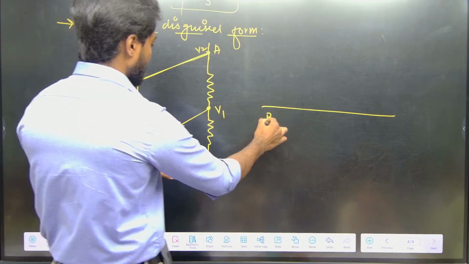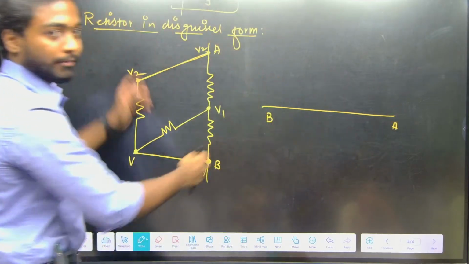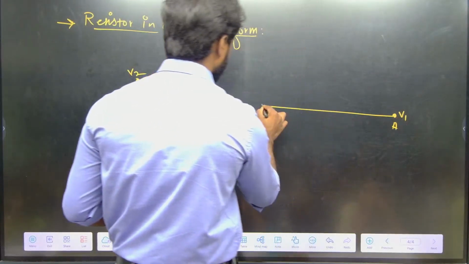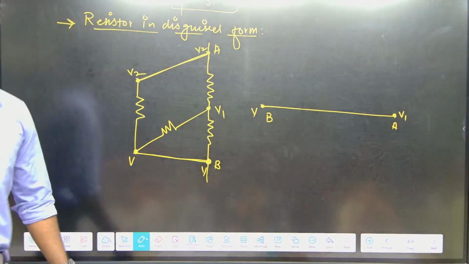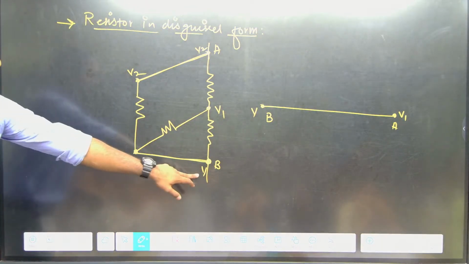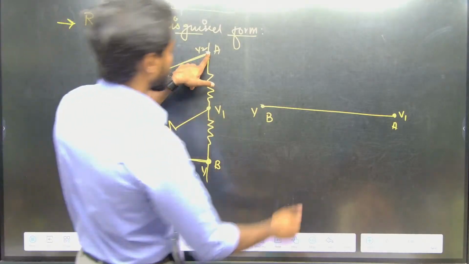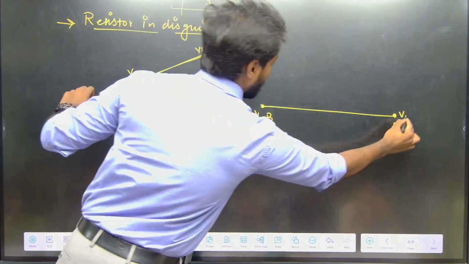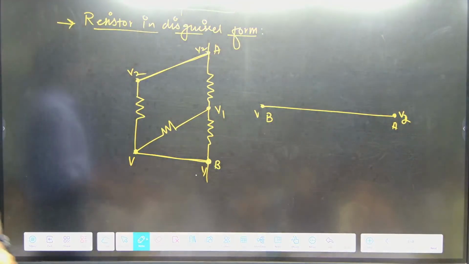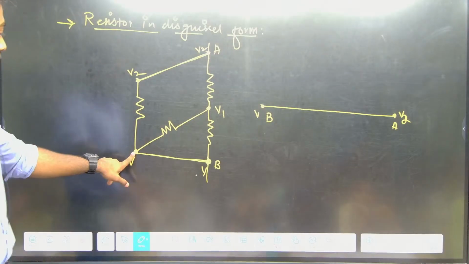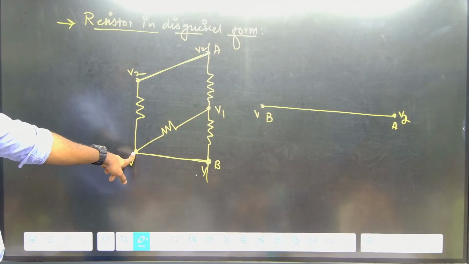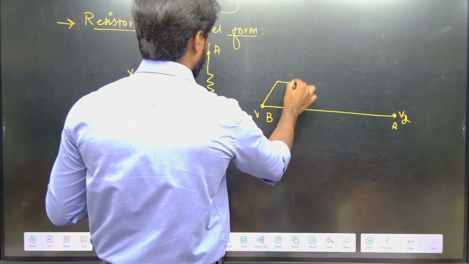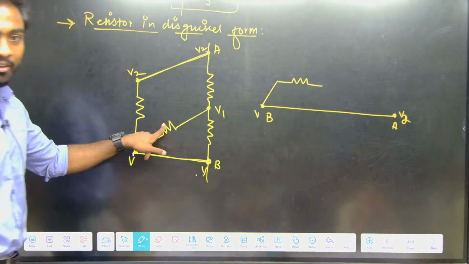So can I take this one? This is my B and this is my A. I have taken like this, which means V1 and V. Any doubt? This is V, no? Oh, this is V2, okay. Oh, sorry. This is V and this is V2. Any doubt here? Now what is the thing here? Again V. So can I take some resistor like this? This resistor I have taken.